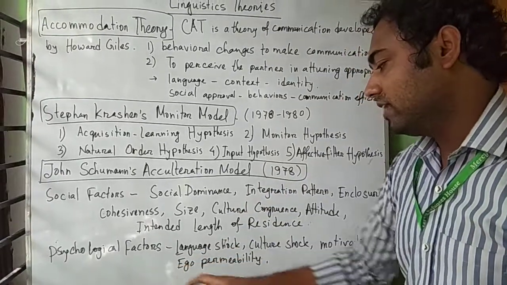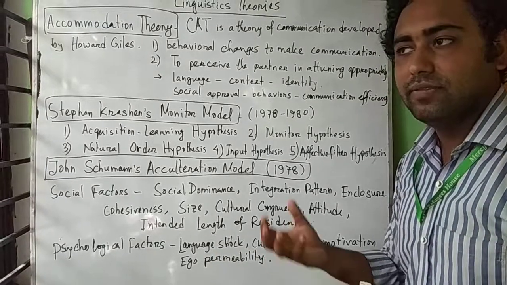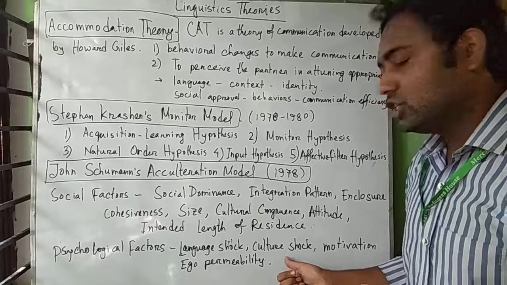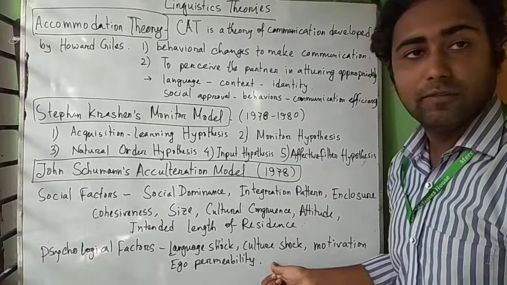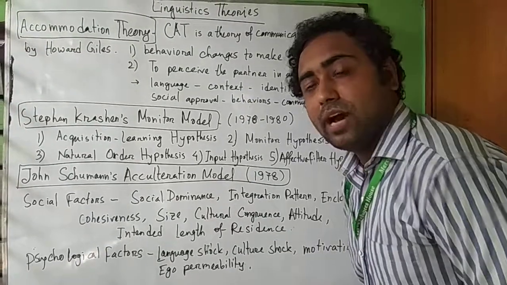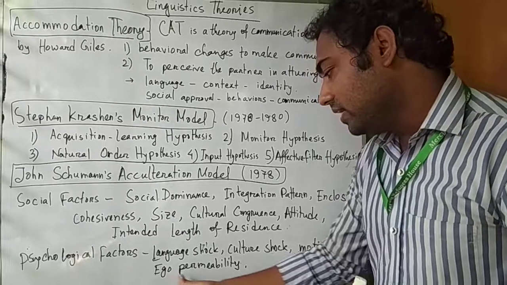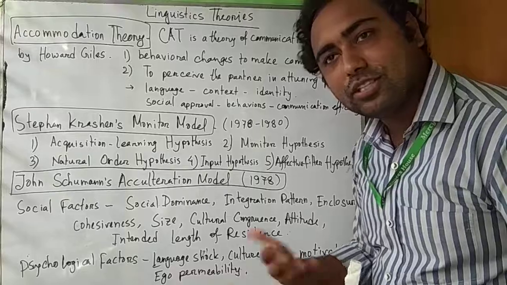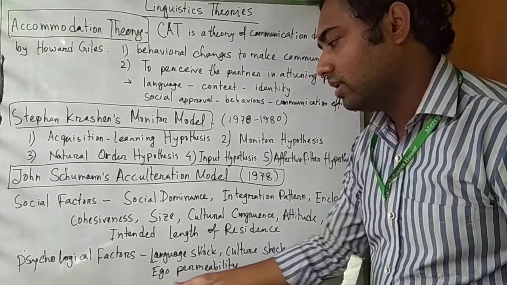Coming to the psychological factors, there are 4 factors. Language shock. When somebody is given language shock in the target community, at that time he does not learn. Culture shock. If there are vast differences between two cultures, it will be very difficult for the learner to learn the language. Motivation. The learner should have high motivation to learn the language. If there is low motivation, it will be very difficult. Ego boundary or ego permeability. If the learner has got some sort of ego, it will affect negatively. If there is no ego, then the learner will learn the language.